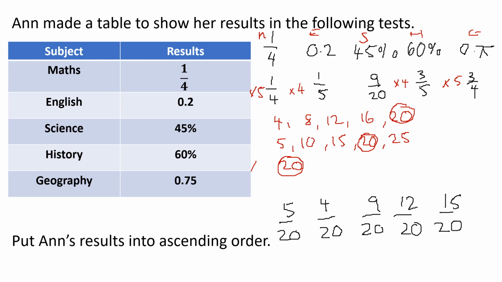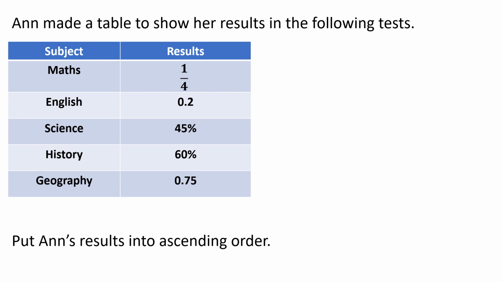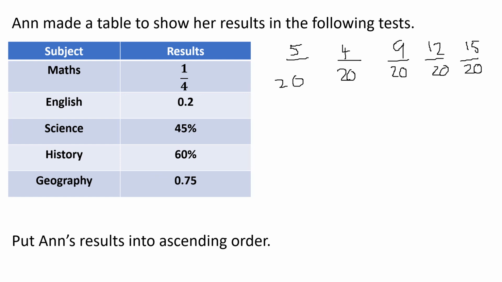Okay, so I'm going to go on to another page now, to get a bit more space for me. So we'll write these down again so we have them clear for us. Okay, so if we just label these up with the subjects as well, because it will help us. So we've done maths, English, science, history and geography.